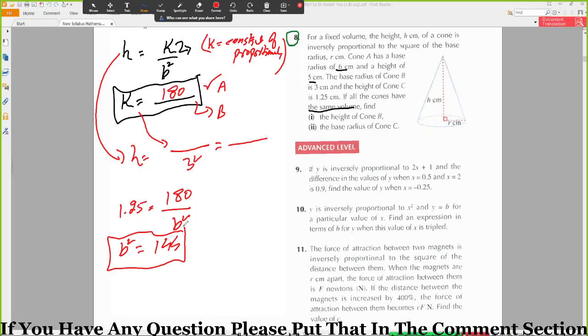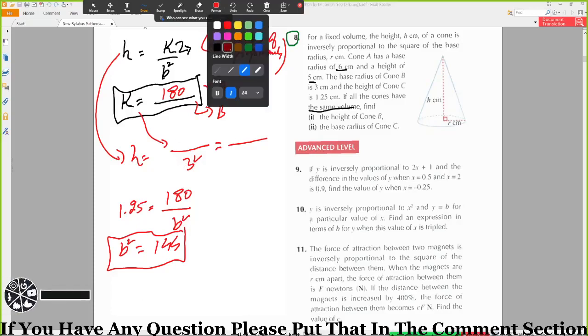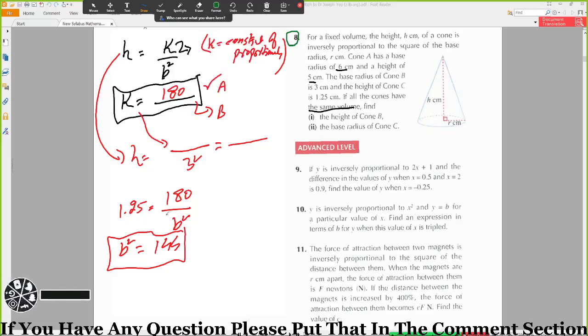Base radius. You have to take the square root of 144. Yeah, good. So what you will do is take the square root on both sides. You will take the square root over here and over here, because the value of square root is equal to 1 divided by 2.